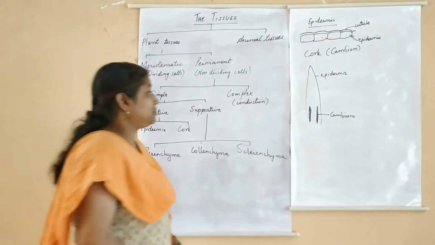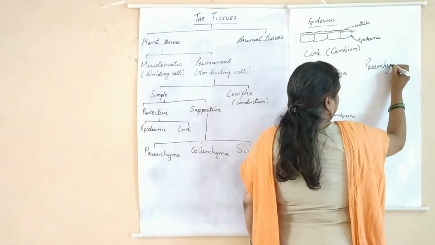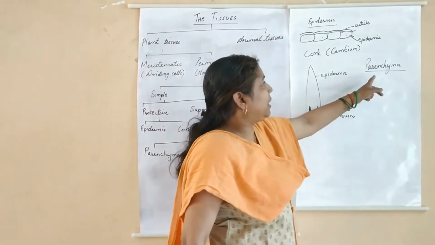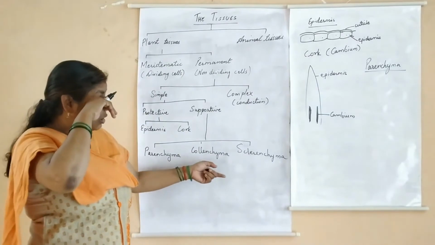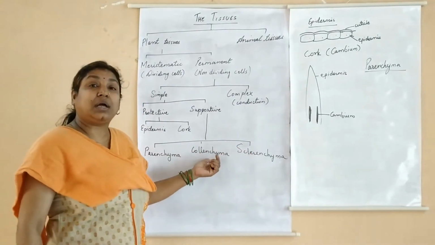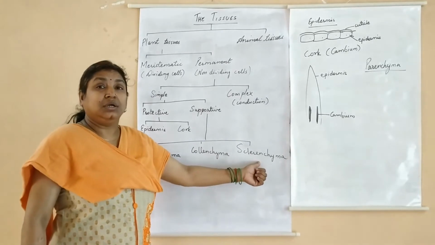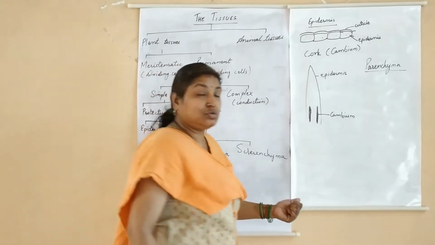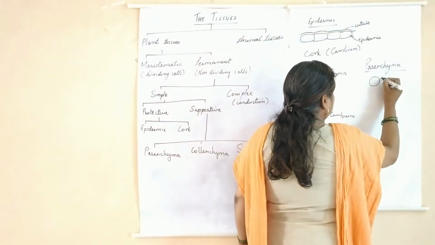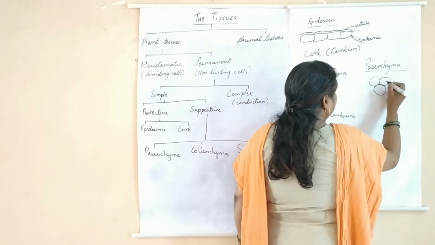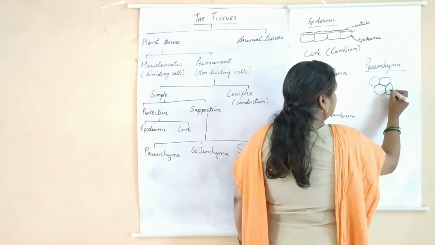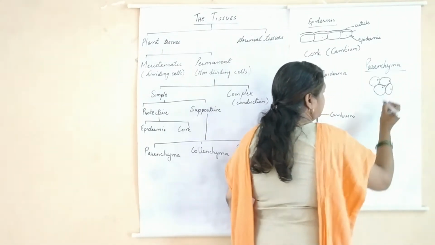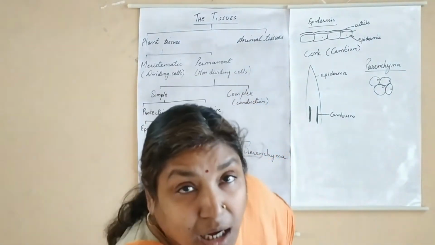Now what are these cells? Out of the 3, parenchyma and collenchyma are living cells, whereas sclerenchyma is made up of dead cells. Parenchyma are living tissues of the same structure and origin, thin-walled, having a lot of intercellular spaces. And they have large vacuoles.